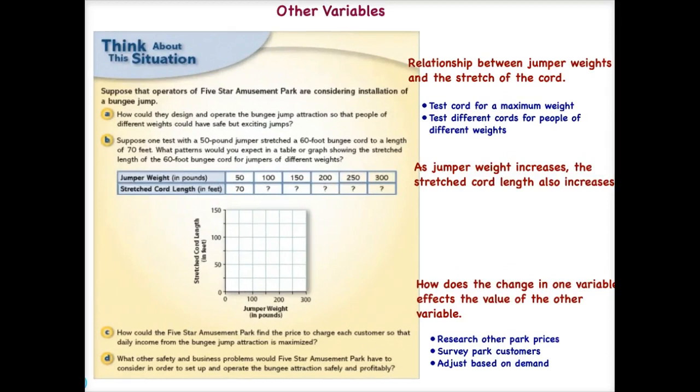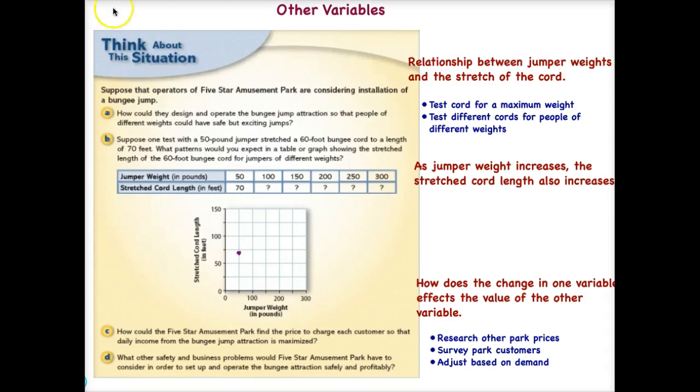So let's look back at A. How could they design and operate the bungee jump attraction so that it's safe? Well, we have to consider the relationship between the jumper weights and the stretch of the cord. So going back to collecting data, we would want to make sure to test the cord for a maximum weight. So we would want to see at what point the cord is going to stretch too far. We would also want to test different cords for people of different weights. So perhaps if somebody weighs between 0 and 100 pounds, we could use one cord, but we would need a stronger cord if somebody weighed over 100 pounds or over 200 pounds.